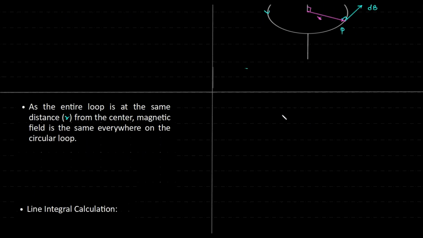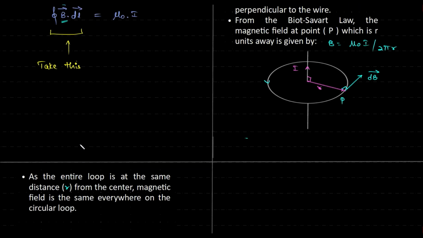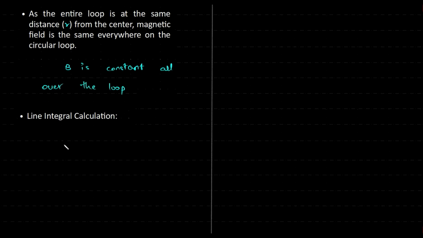Agree? So as the entire loop is at the same distance R from the center, the magnetic field is the same everywhere on the loop. Agree, guys? So basically, B is constant all over the loop. Now we'll look at the actual integration, B dl. So what about dl?